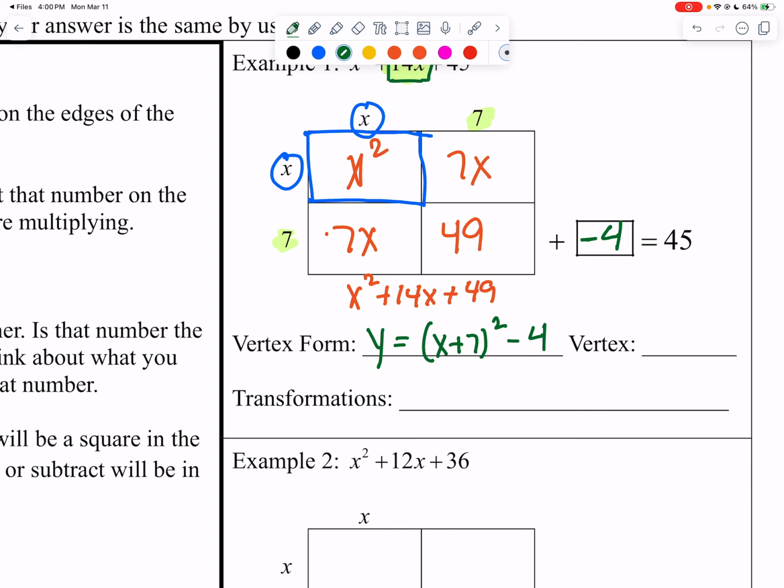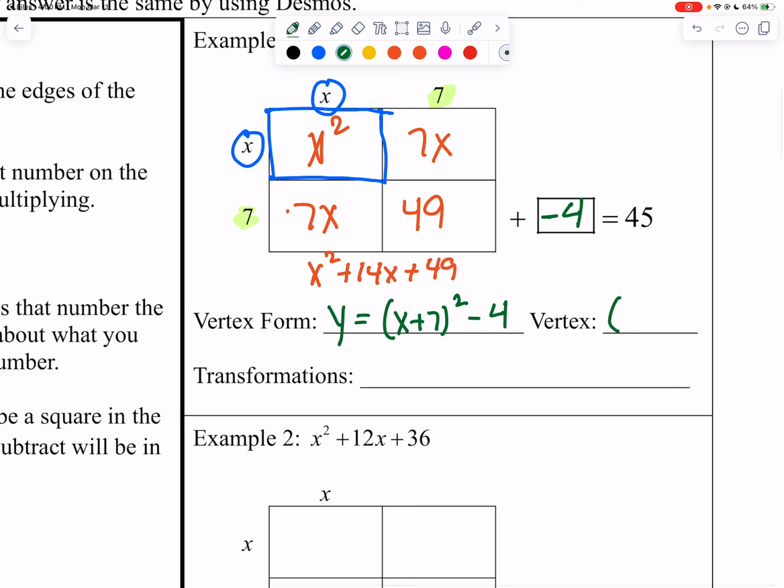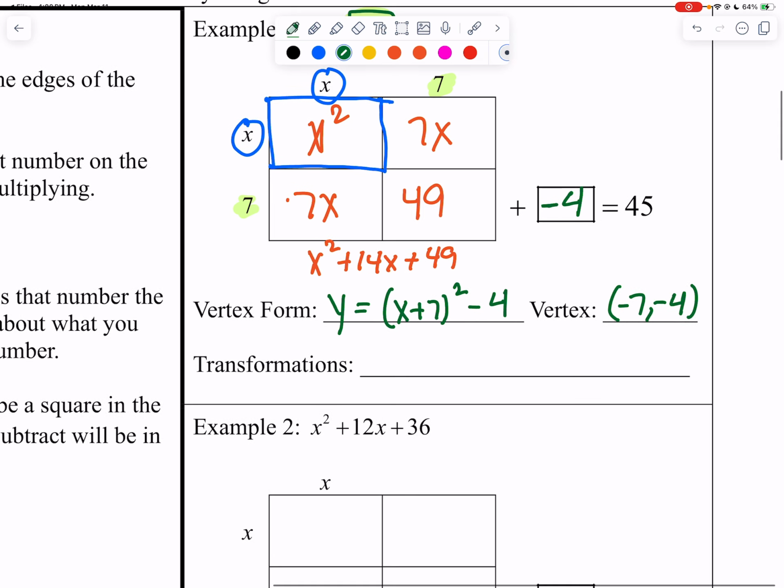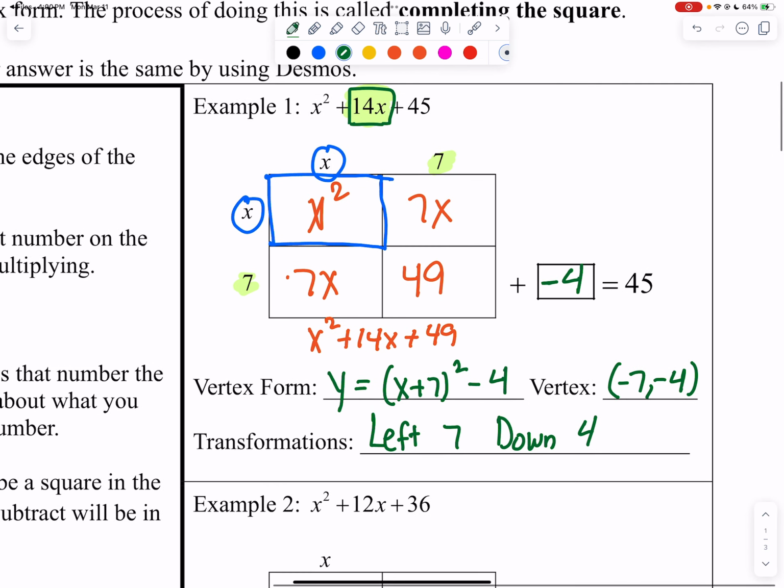So minus 4. This tells me that my vertex is -7, -4. And this tells me that my transformations are going to be left 7 and then down 4. So this tells me that x squared plus 14x plus 45 is also the same thing as x plus 7 squared minus 4. So that's number 1.